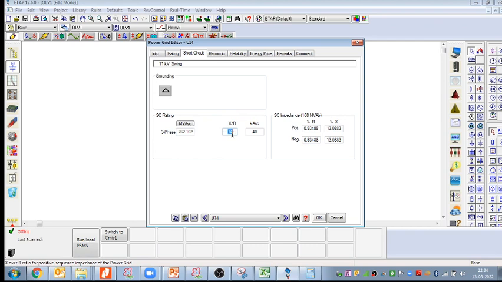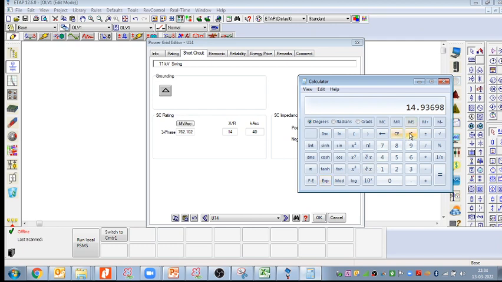This depends on the frequency being 50 Hz. If my frequency is not 50 Hz, in that case, how much will the X by R value be? Let us perform the calculations again. 2 into pi, 3.14, into f; let us suppose the frequency is 60 Hz, so f will be 60, into 47.57, and divide by 1000. So 17.92 comes, and we take X by R as 17.